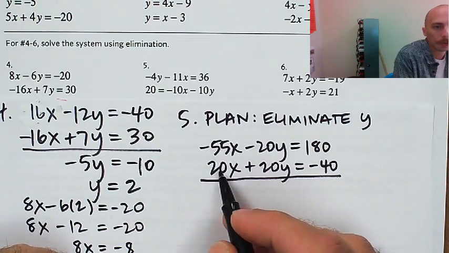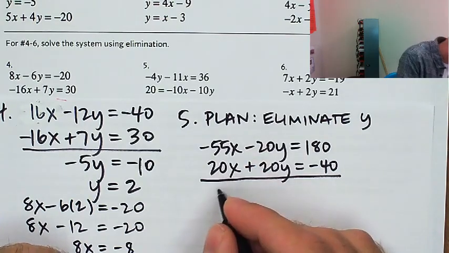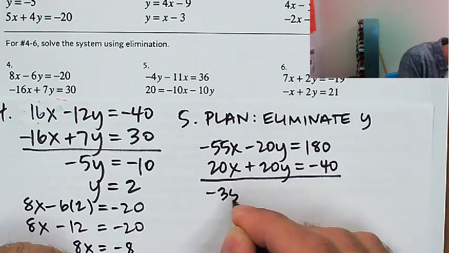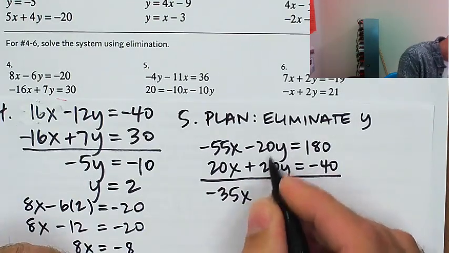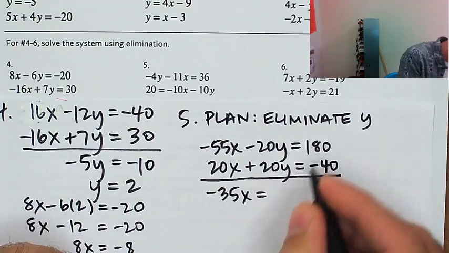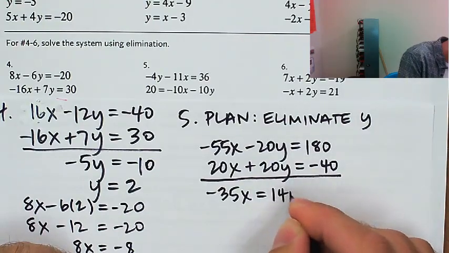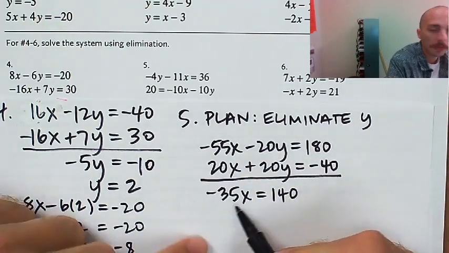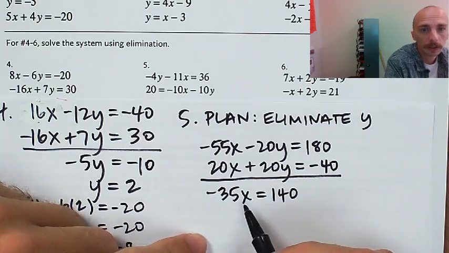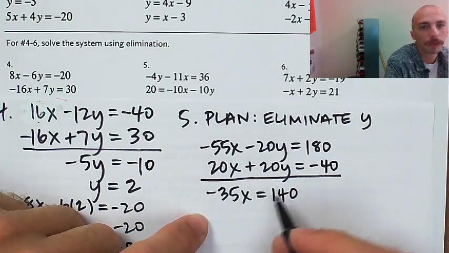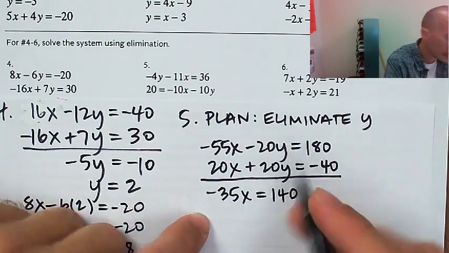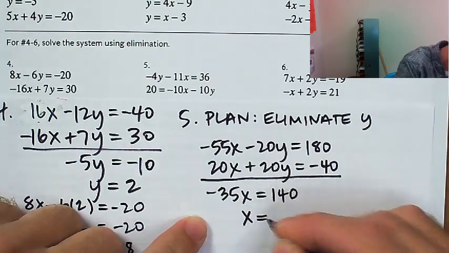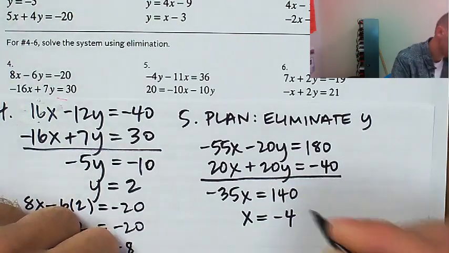And I'll say, all right, negative 55 plus 20, that'll be negative 35. And then no y's is going to add up to be 140. Okay, well, 35 times 2 is 70. So it stands to reason that 35 times 4 is 140, so I know that x is going to need to be negative 4.